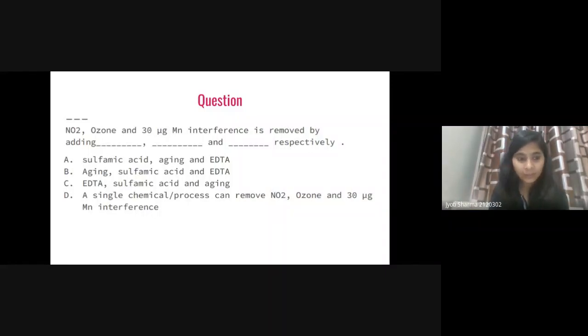Sangeeta B, aging, sulfamic acid, and EDTA.